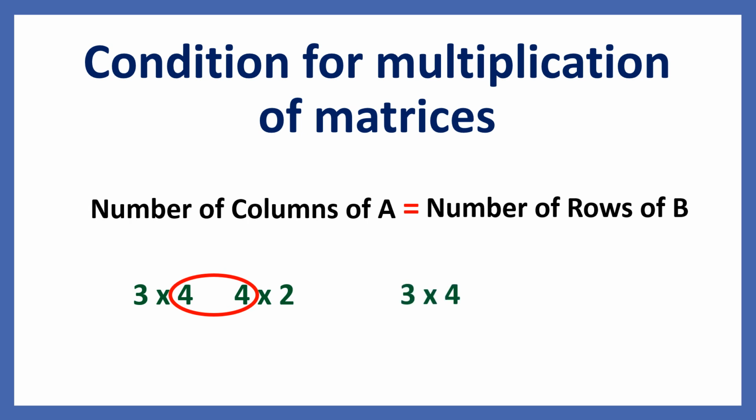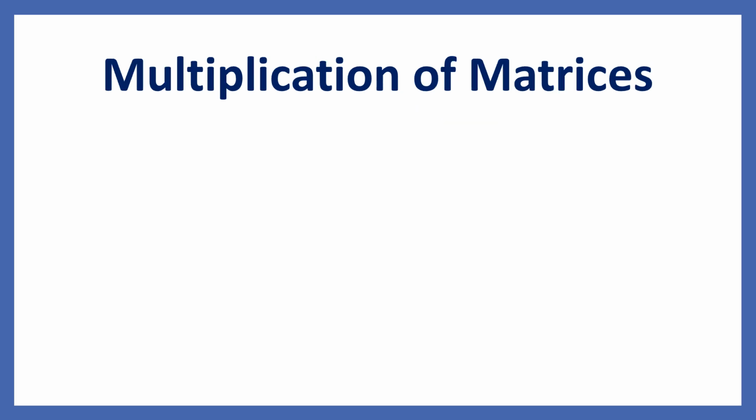But suppose it was 3 by 4 and 3 by 4. That is, order of A matrix is 3 by 4 and order of B matrix is 3 by 4. In this case, the number of columns of A is not the same as the number of rows of B. So, that cannot be done. Only if this condition is satisfied, we can proceed towards multiplication of those two matrices. And now let us see how the multiplication is done.